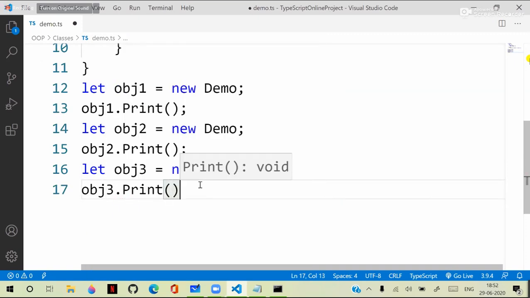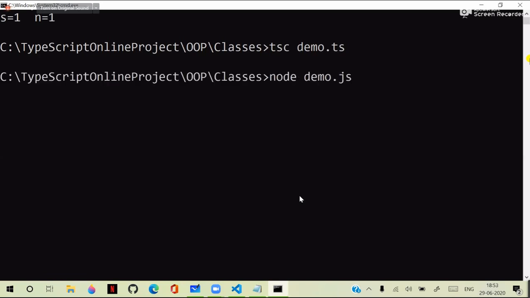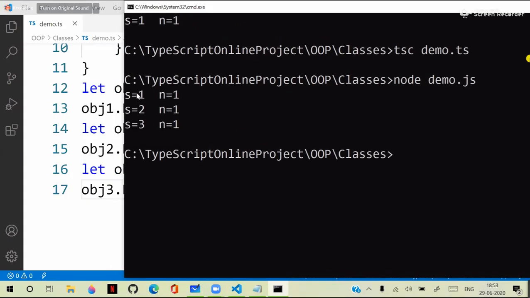Three different objects, but they belong to the same class, and they are trying to use one static memory and another non-static memory. You can compile this and run this now. When you run this, you can see the static memory is continuing and the non-static is reset every time. I hope you understood. Understood?